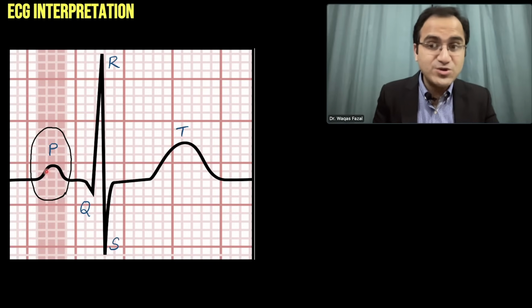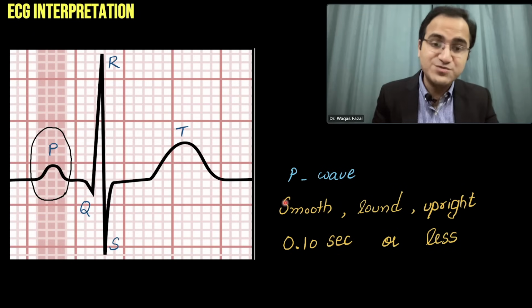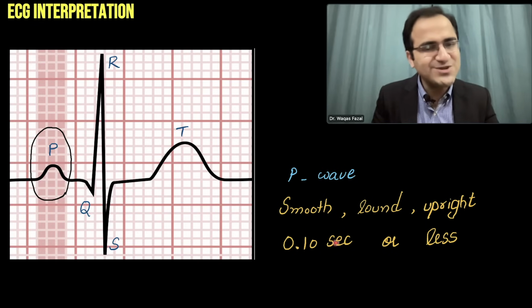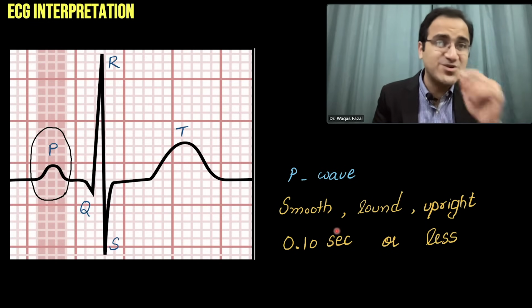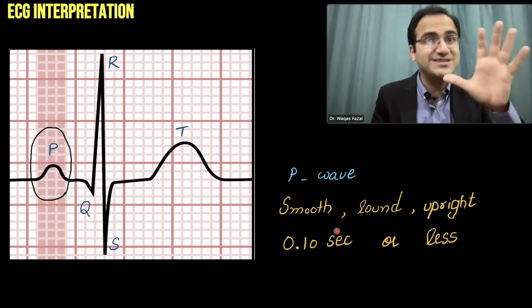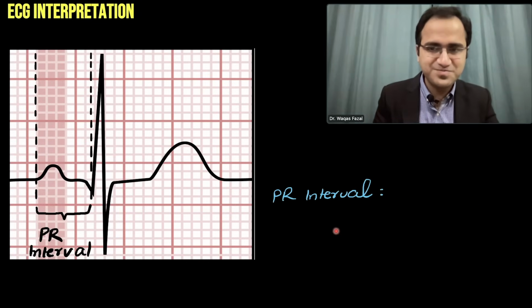Now I'll briefly go through the P wave. A normal P wave should be smooth, round and upright, with a duration of 0.10 seconds or less. That's why I was stressing on the last slide that you should memorize the size of small boxes.